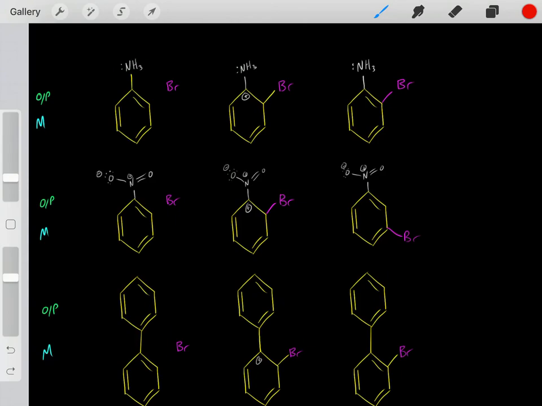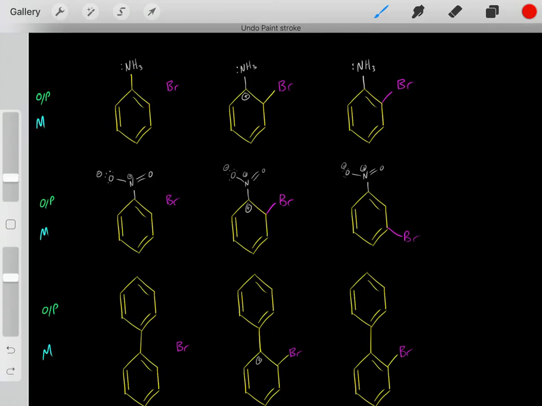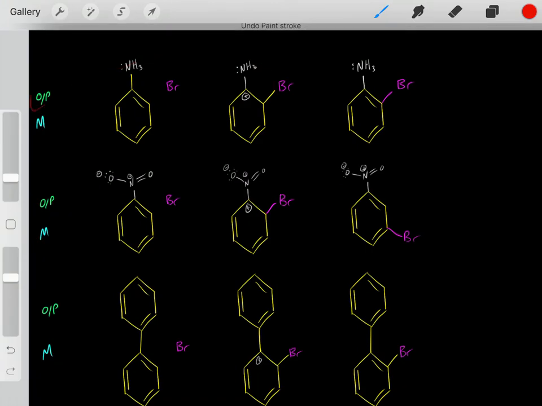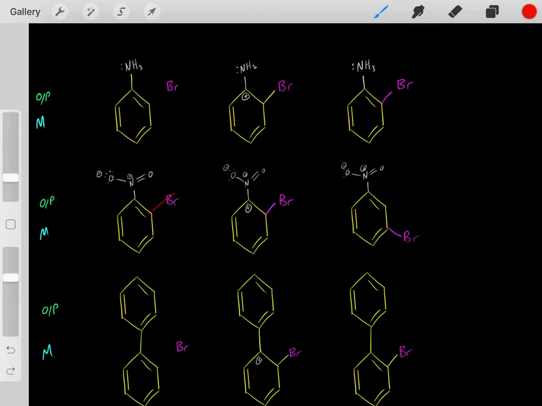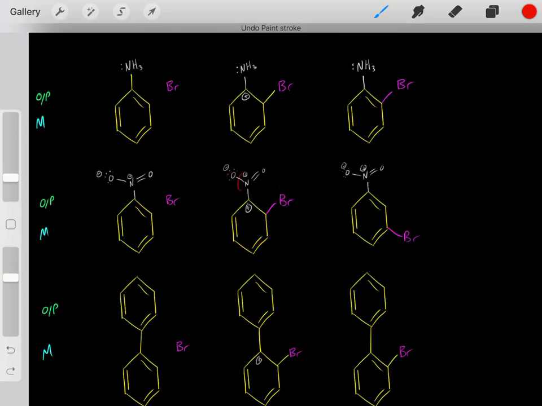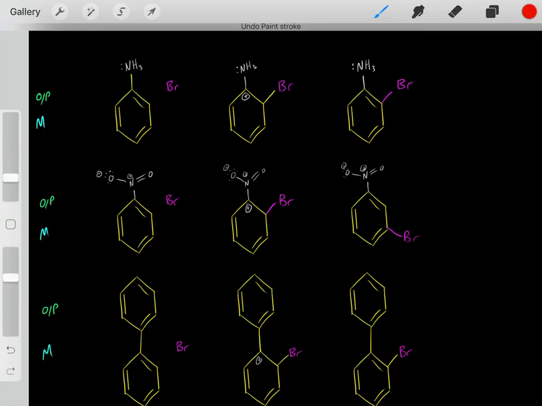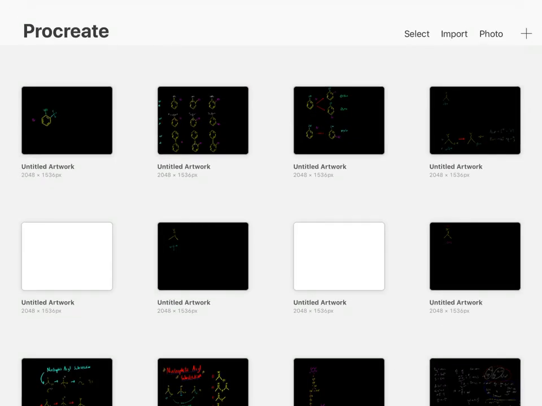And again, that's how I like to solve these problems. We have those two categories, ortho paradirecting or meta-directing. The first thing I do is I simply add it in the ortho position. If that transition state is stabilized, then you know it's ortho paradirecting. However, if you add in the ortho position and it's not stable, with these two positive charges nearby, then you know it's not ortho paradirecting and it must be meta-directing. So that's how I solve these problems.